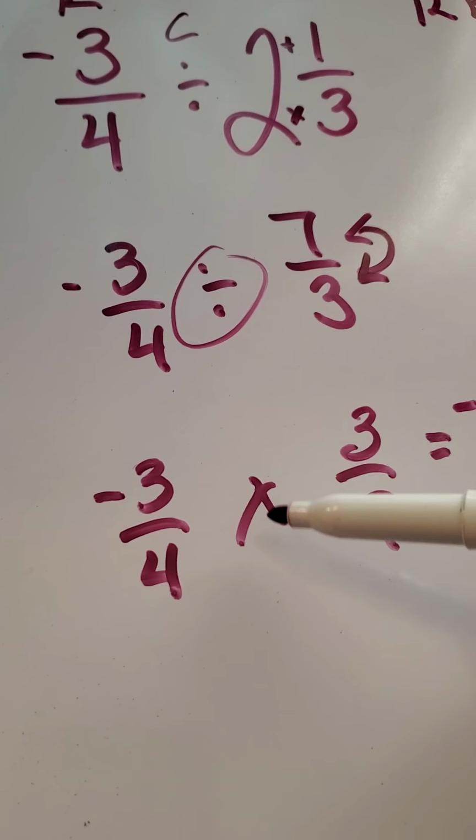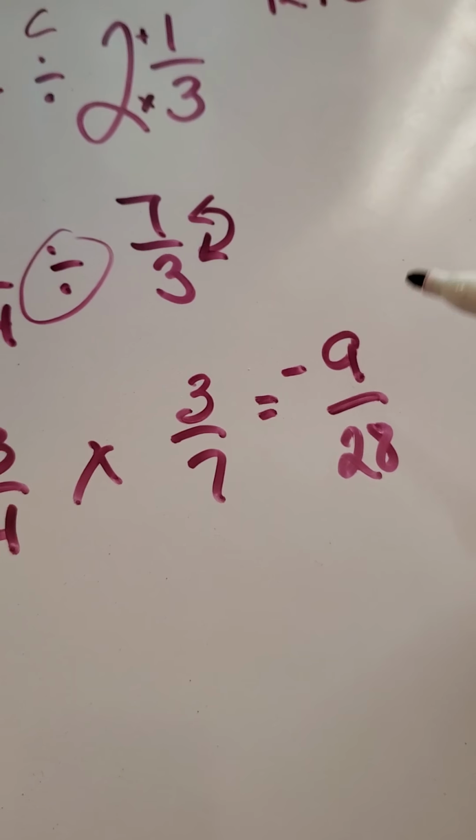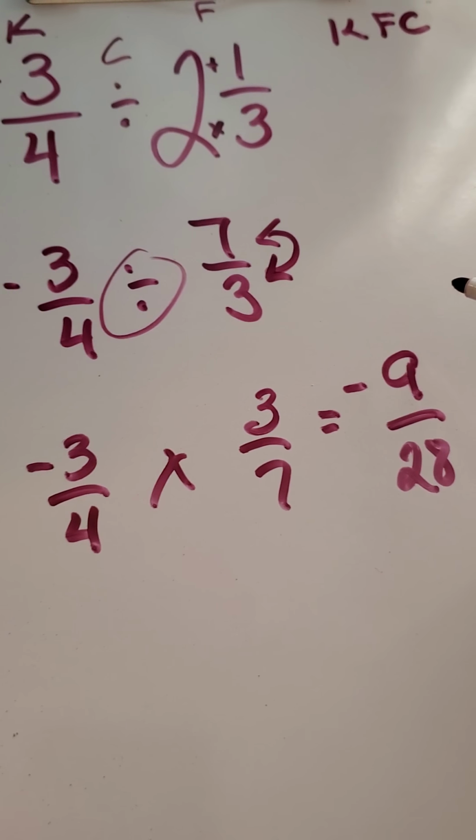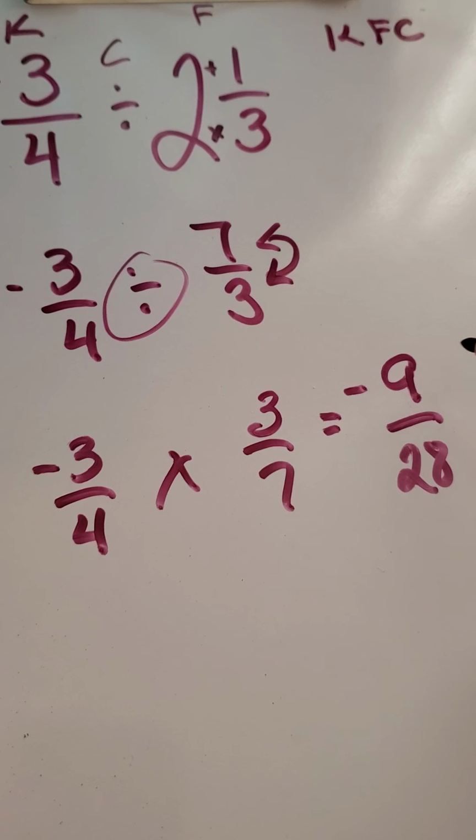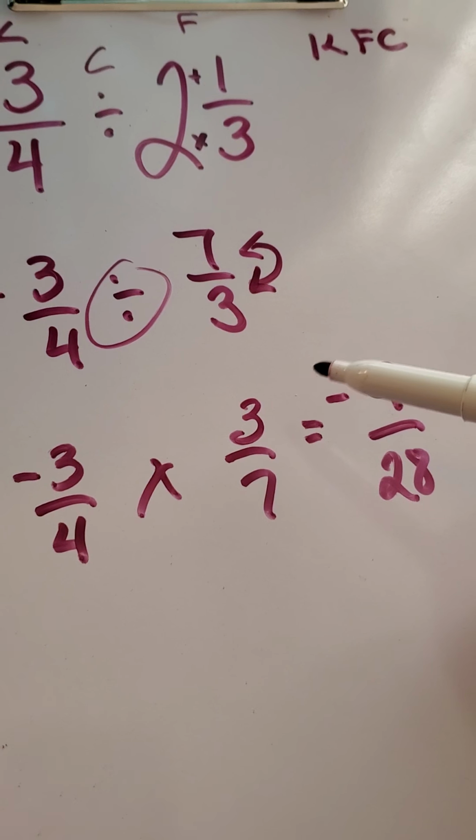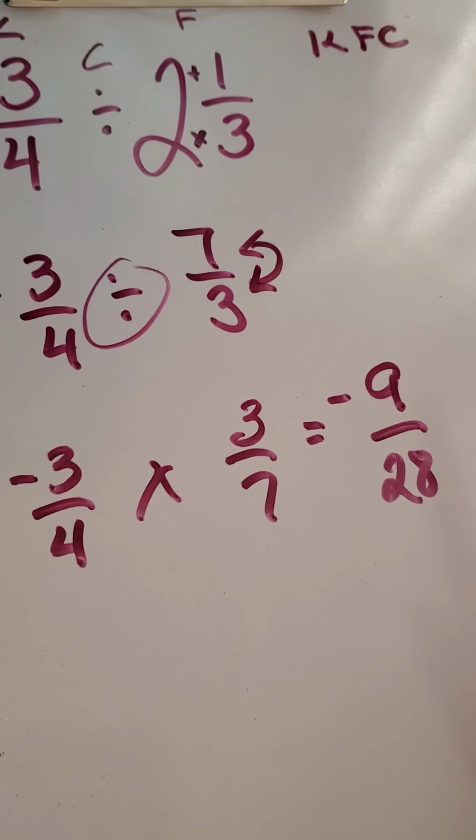And since I have a negative and a positive, my answer is going to be negative. Remember, 2 positives is positive, 2 negatives is positive, and one of each is going to be negative. So -9/28.